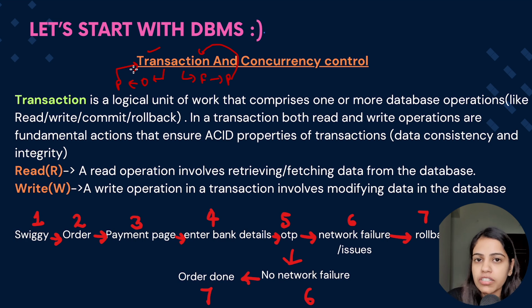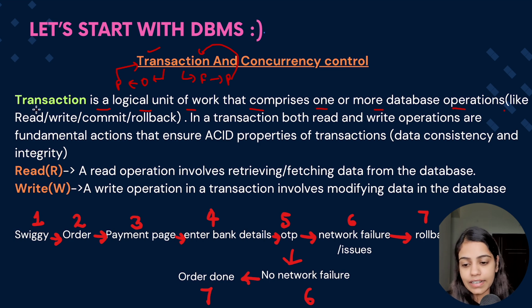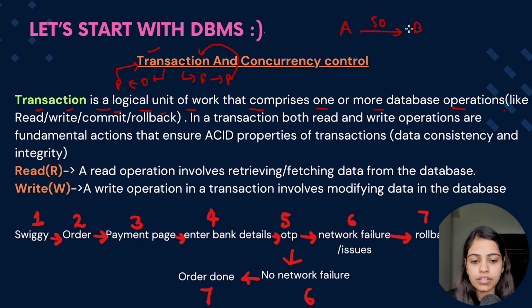So you can understand it in this way, that a transaction is basically a collection or combination of some database operations like read, write, commit, rollback, which is used to perform a specific task. So a transaction is a logical unit of work that comprises one or more database operations like read, write, commit, rollback to perform that particular unit of work. Consider there is a person A who wants to transfer 50 rupees to person B. So this is a transaction which is happening here.